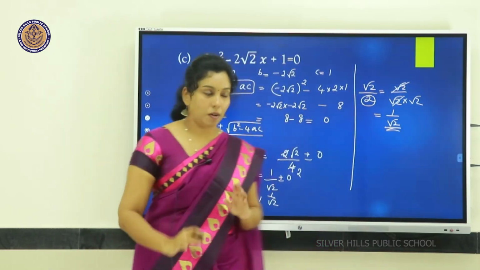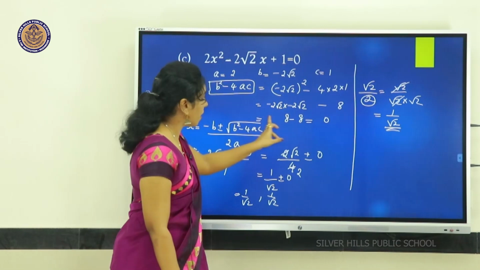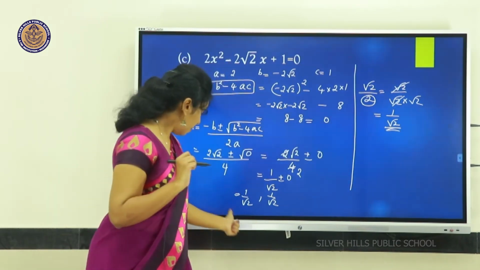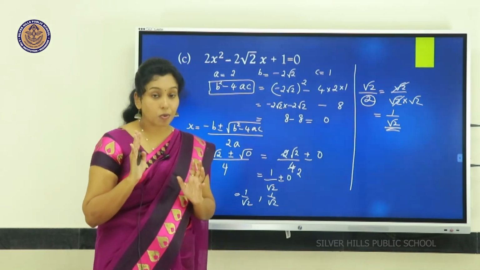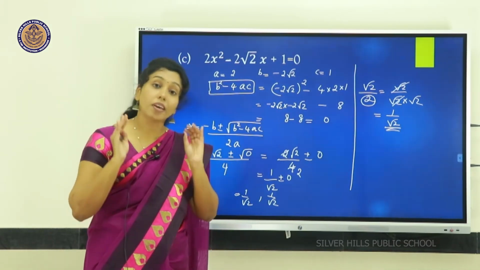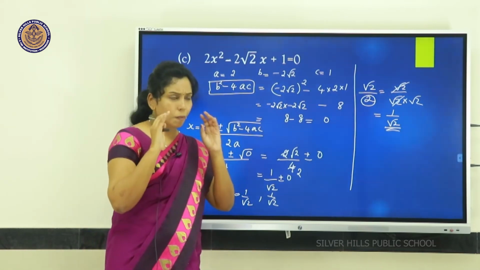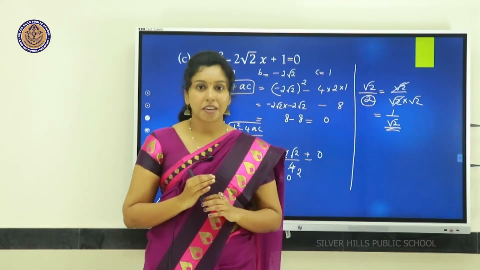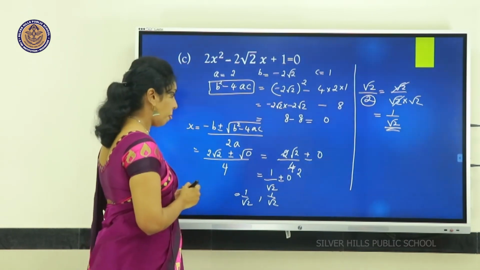They are equal. And when did that happen? When I got b square minus 4ac value as 0, I am getting two real roots, but they are not different, two equal real roots. So hope you understood how to find the roots of a quadratic equation using the quadratic formula.